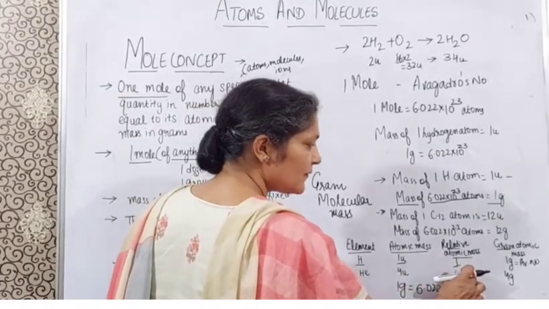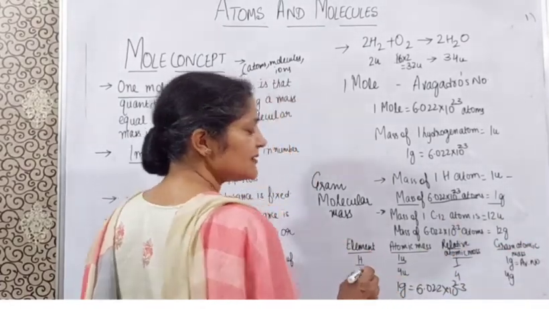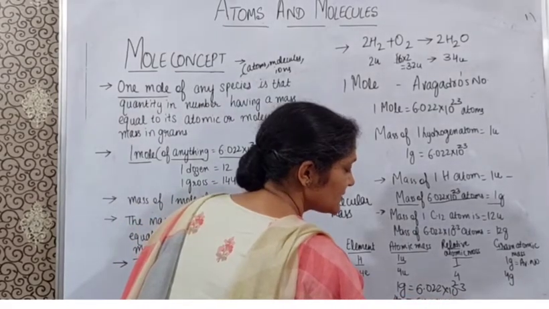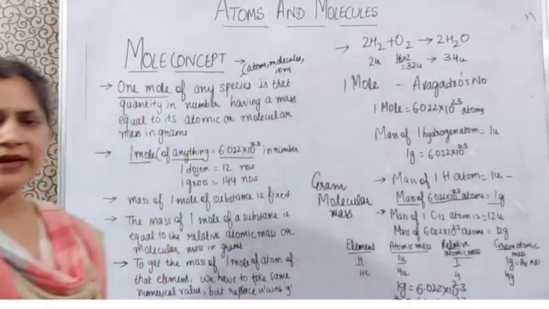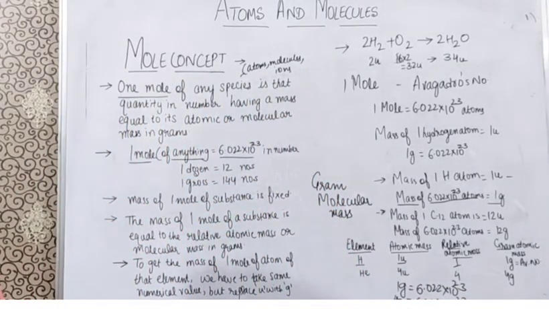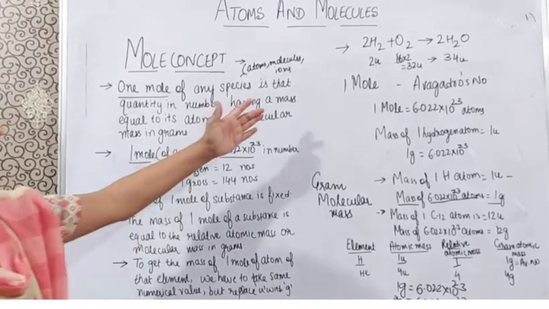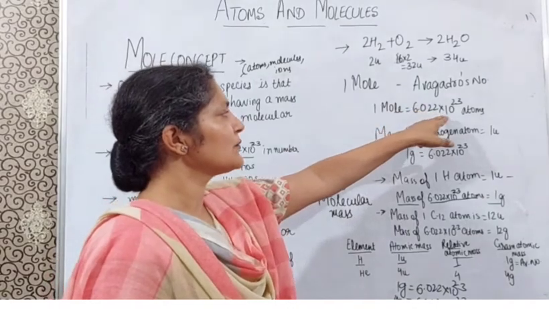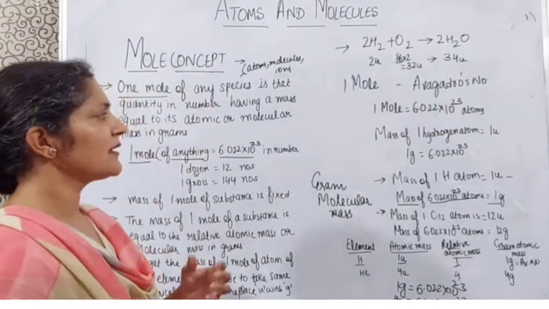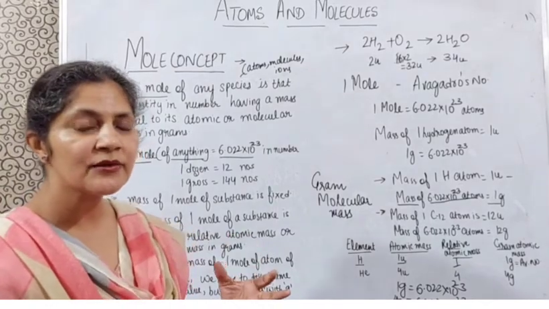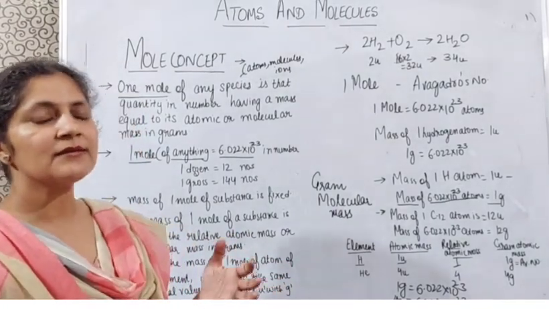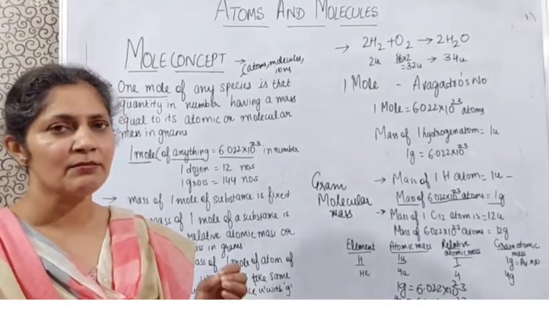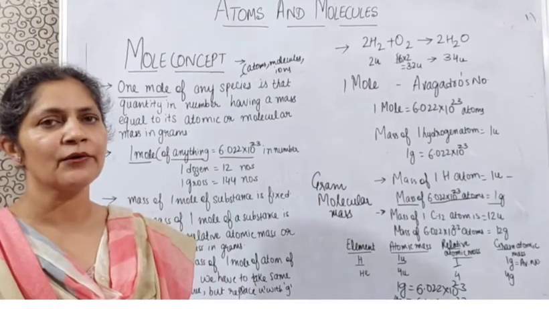Relative atomic mass is 4, and its gram atomic mass is 4 grams. It means 4 grams is equal to Avogadro's number. Right students? This is the concept of the mole. 1 mole is equal to Avogadro's number, and Avogadro's number is 6.022 into 10 raised to power 23 atoms. We have just replaced the units from U to G, which is known as the gram atomic mass in case of atoms, and in case of molecules, it is gram molecular mass.